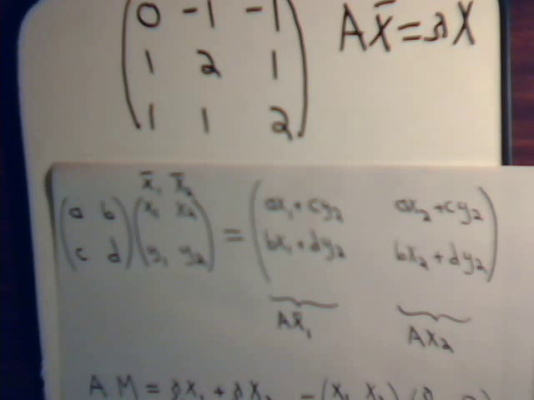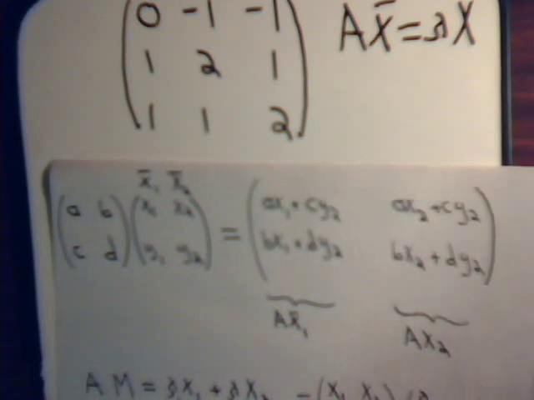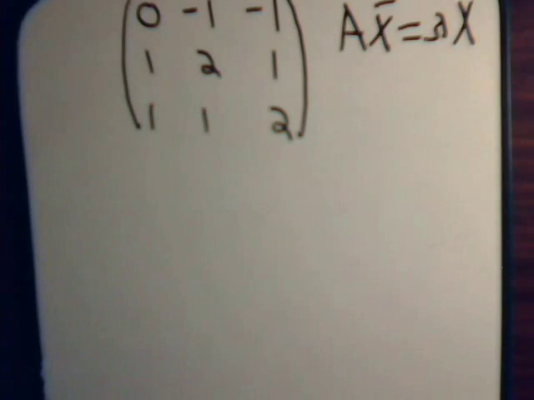And so far, all the problems that we have worked had eigenvalues that were distinct. What happens if they get repeated? That's what we want to examine in this video.